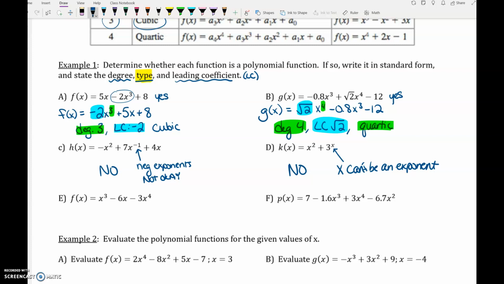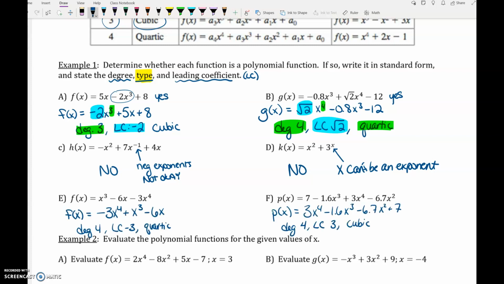Did you pause the video? I don't believe you. I don't think you paused it yet. You should really pause it. Check over your answers for E and F.